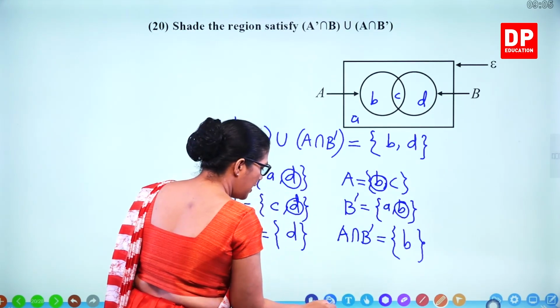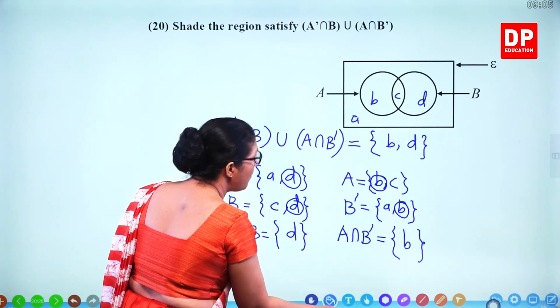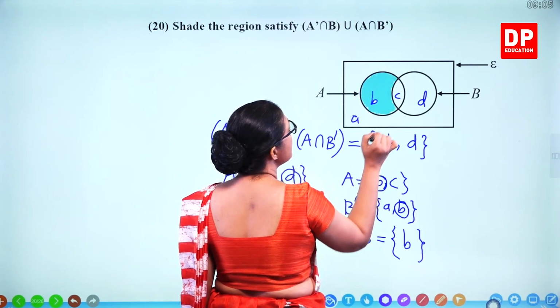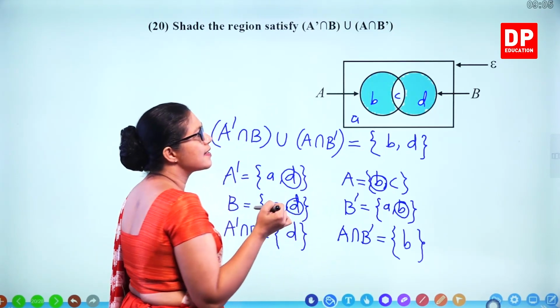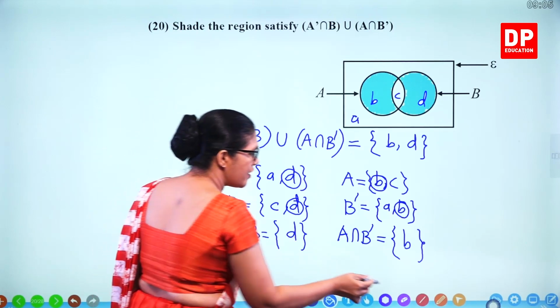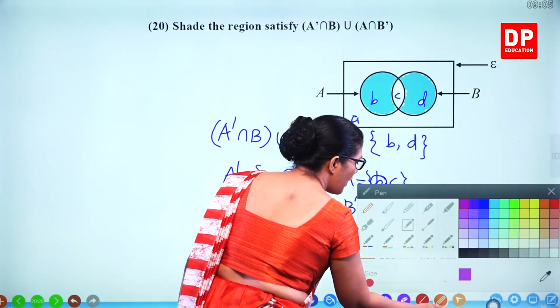We need to shade both the B part and the D part. B part is this, D part is this. So that's the correct region. So 2 marks for that.